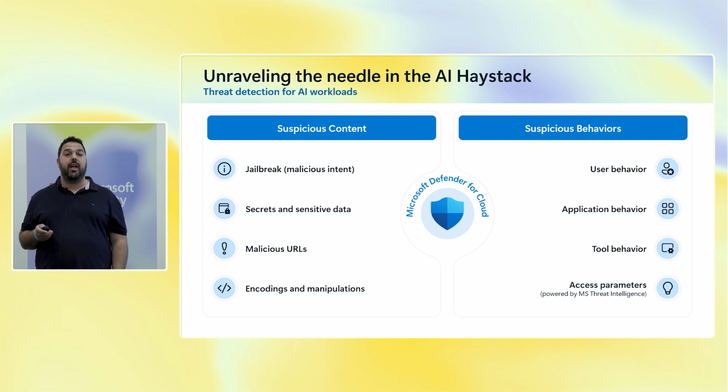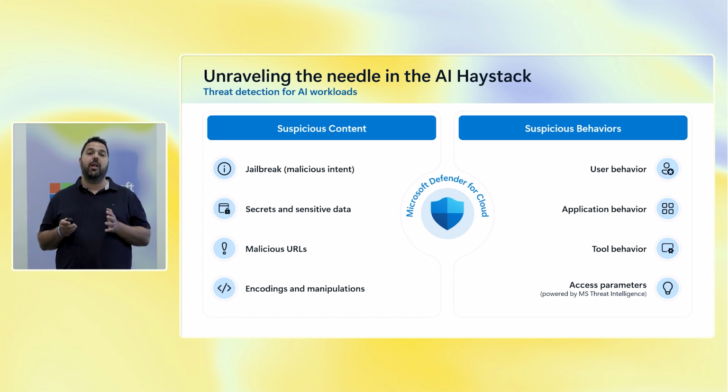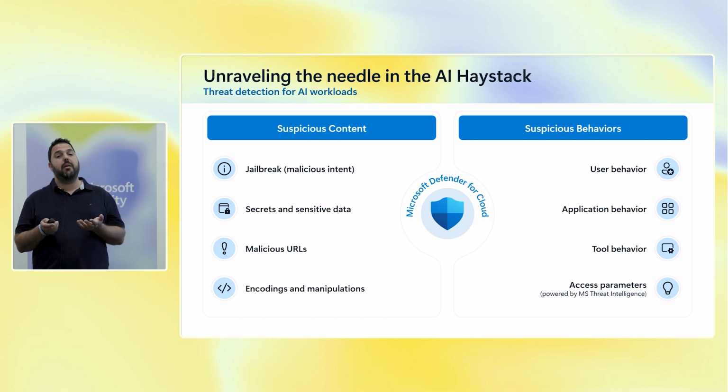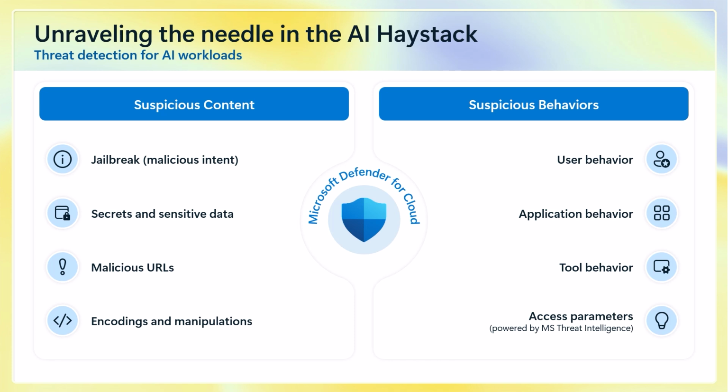So how are we doing threat detection for AI attacks? We're doing that by looking at two main areas. The first one is the content being pushed into the AI model and its response. We scan those prompts and responses to detect things that shouldn't be there, like jailbreak requests, secrets and sensitive data, malicious URLs, and encoding and manipulation that the attacker is trying to use to manipulate your AI model. But sometimes that will not be enough.